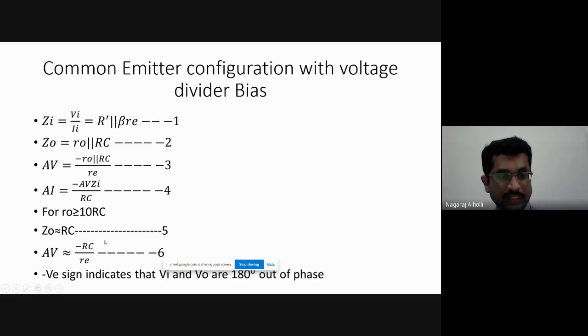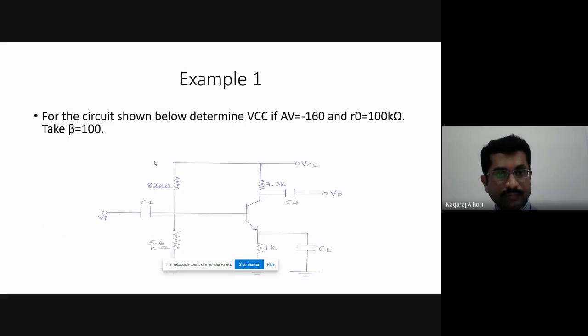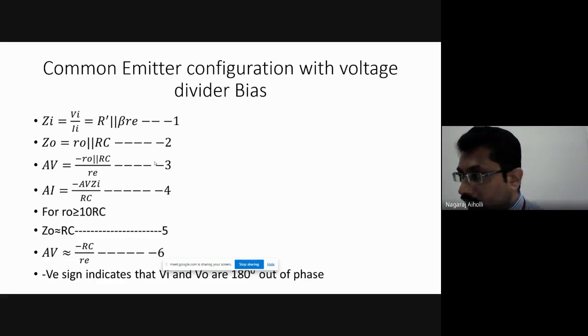Gain is negative. It indicates that the output voltage and input voltage are 180° out of phase with respect to each other. So these are the various equations for common emitter configuration with voltage divider bias, or simply called voltage divider bias. Okay. Now let us look at fixed bias configuration, which is similar to the common emitter voltage divider bias, but we have to replace RB by R1 parallel R2.